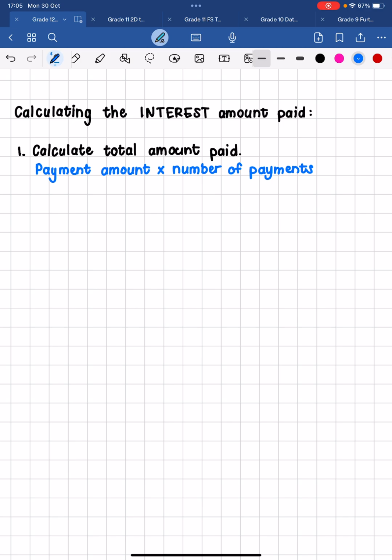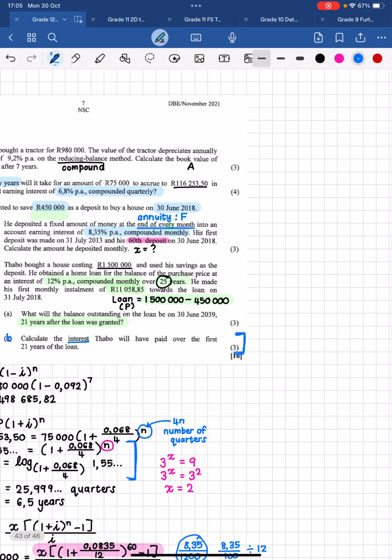So here I'm going to say total amount paid equals, it was 11,000, I think, was it, and 58 Rand and 85 cents. I quickly am going to just go back and check that.